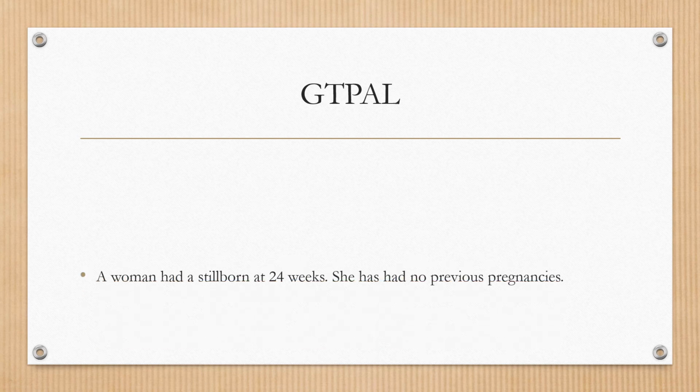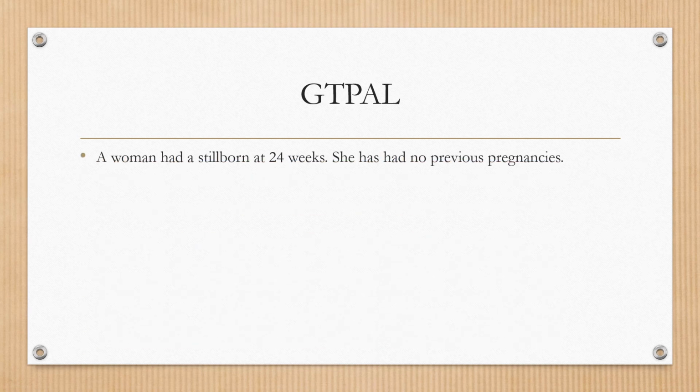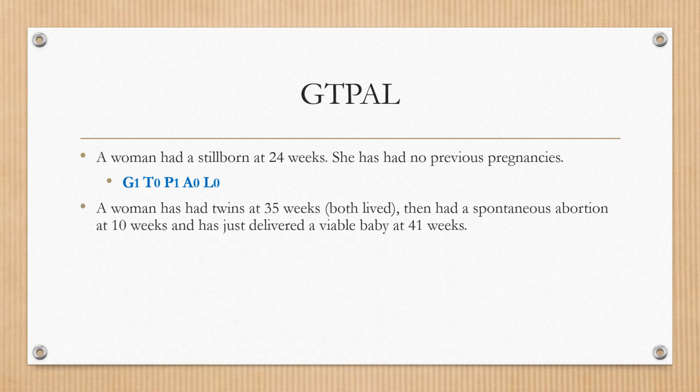Okay? So let's take a look here. You had a woman who had a stillborn at 24 weeks. She's had no previous pregnancies. Okay? She would be a gravid 1, T0, P1, because she delivered at 24 weeks, and L0. So I want you to fill them in when I give you the little information, see if you can figure it out, and I'll show you the answer.